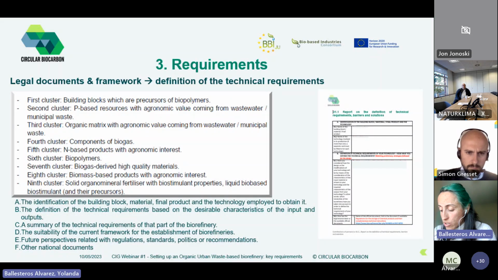Another very important question that I have mentioned before is, what legal documents do we need to respect? This is of crucial importance if we want our biorefinery to be functional. If either the refinery or the products generated inside of it are outside of the law, the model will hardly be successful. So this is another action leading us to the definition of the technical requirements of our biorefinery.